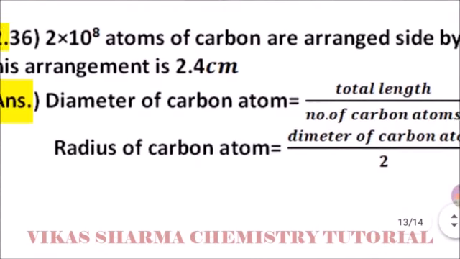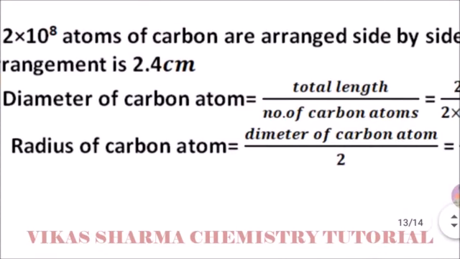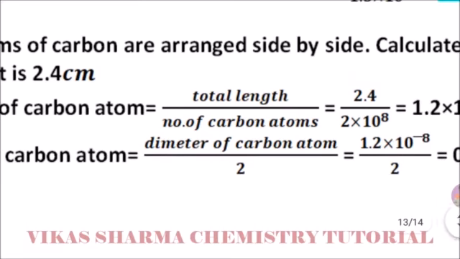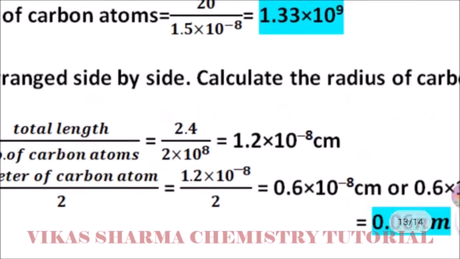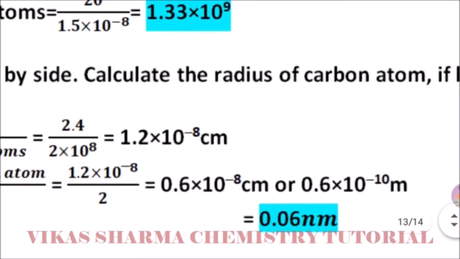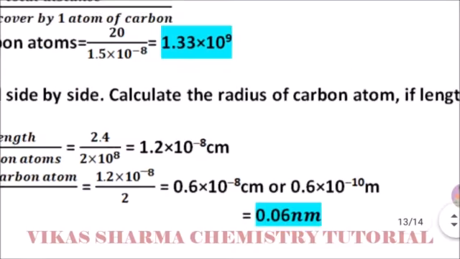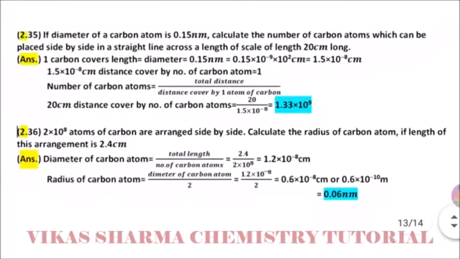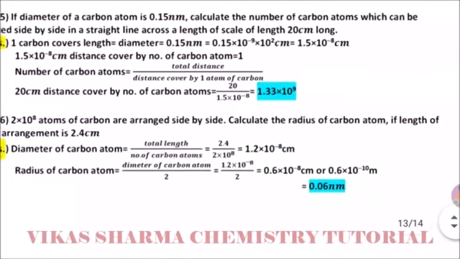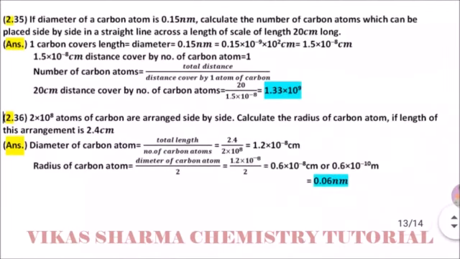So the radius of a carbon atom is equal to the diameter of the carbon atom divided by 2. So 1.2 into 10 to the power minus 8 divided by 2. So the radius comes to 0.6 into 10 to the power minus 8 centimeter, or 0.6 into 10 to the power minus 10 meter, or 0.06 nanometer. So based on the calculation of radius, we can solve numerical 2.36.